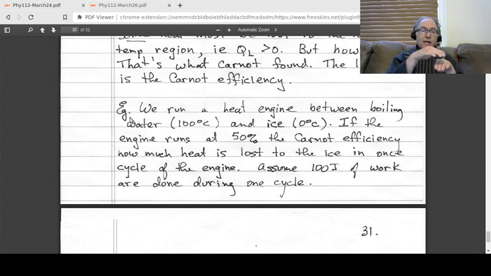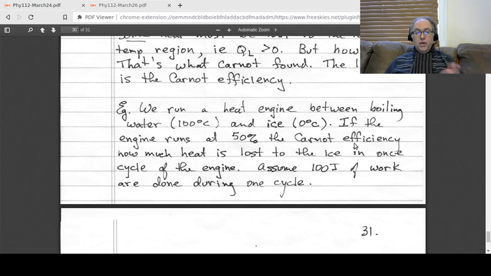Okay, so as the gas heats and expands, it's absorbing heat from the boiling water. As the gas contracts, it's losing heat to the ice water. We know that this engine that we're going to build is only going to run at 50% of the Carnot efficiency, which is possible because you can always be less but not more. So what's that efficiency going to be?